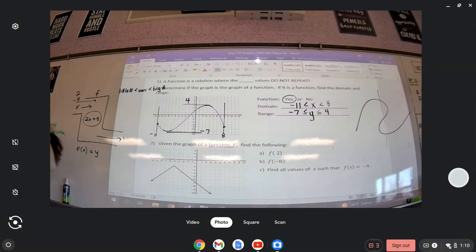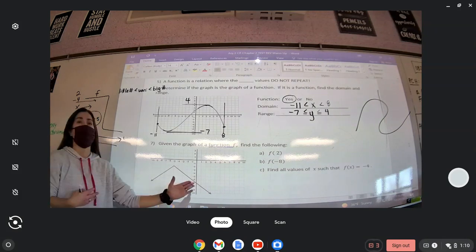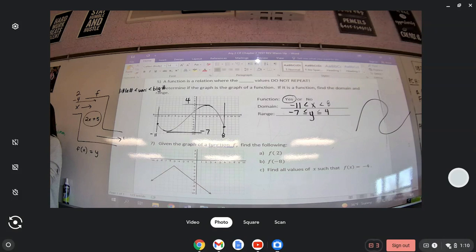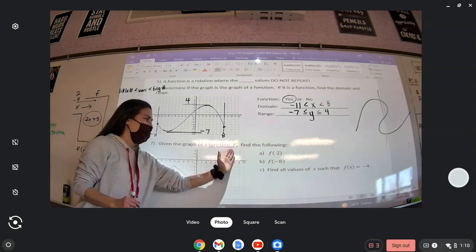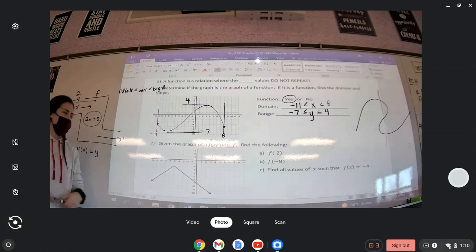These are my favorite, and I'm telling you, you guys killed this quiz. If they don't give you a function with a written rule for you to plug numbers in and out of, then they're going to give you its graph, and you're going to be able to read the information from the graph. So this says, given the graph of a function f, find the following. First of all, how do you know that's the graph of a function? Passes that VLT, doesn't it?